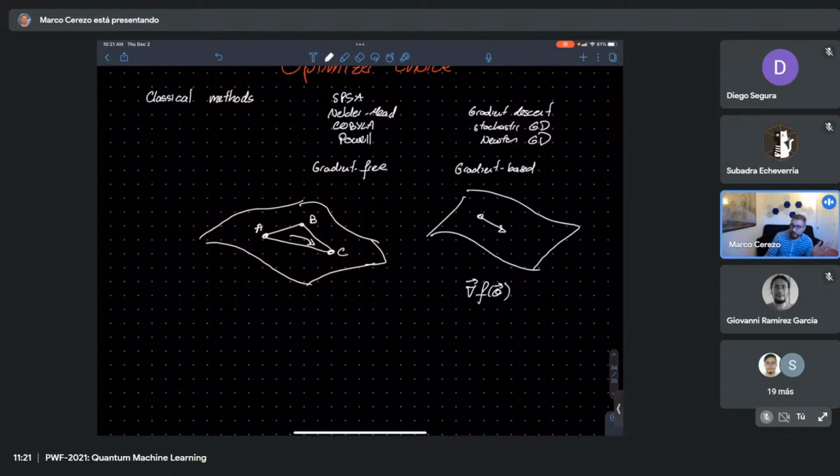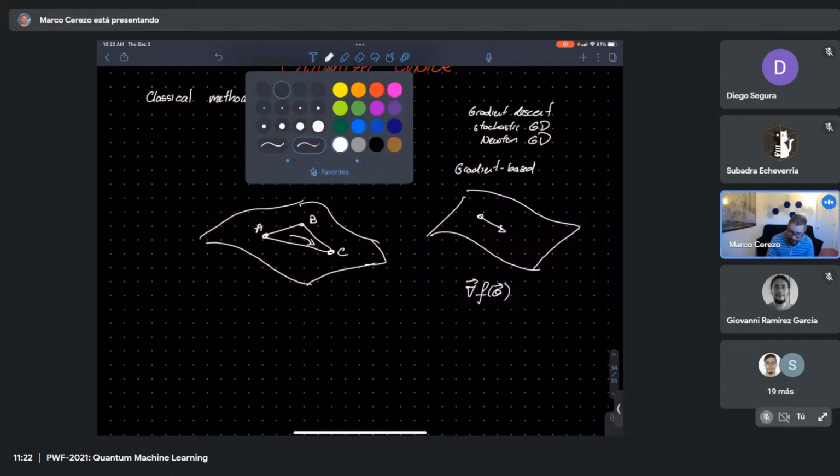So this is what people started doing whenever near-term quantum computing and hybrid methods started to arise. They were just using classical methods. And we realized that they work well, but maybe they don't work as well as expected. And the first question that you should be asking is, well, gradient-based methods, we need to have access to the gradient. Can we actually access the gradient in a quantum computer?